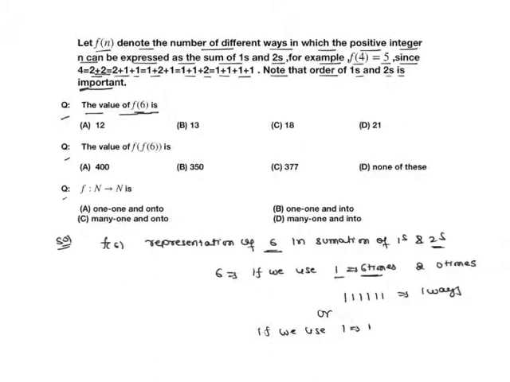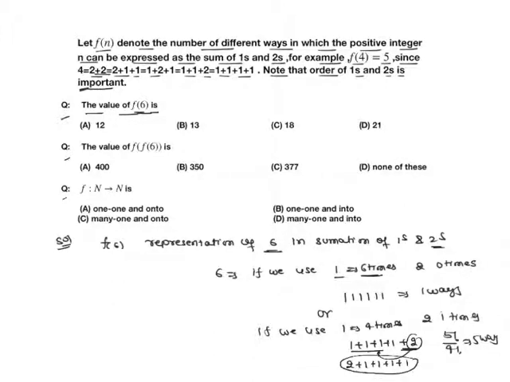Or if we use 1 four times and 2 one time. So this we can write as 1 plus 1 plus 1 plus 1 plus 2. So this we can do by 5 factorial divided by 4 factorial, that is 5 ways, because 2 can come at any place. So here order is important. We can write 2 plus 1 plus 1 plus 1 plus 1, this will count as different. So that is 5 ways.